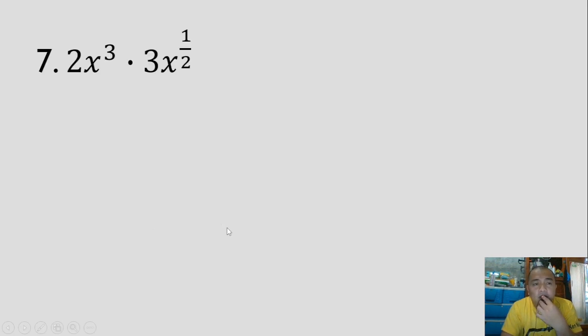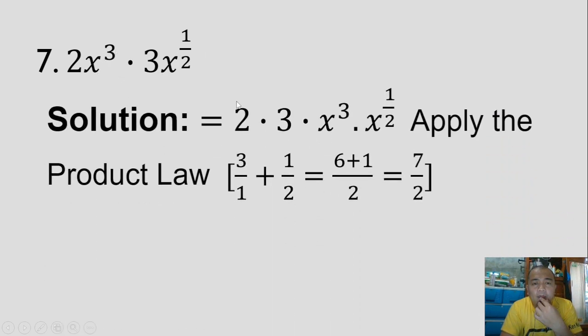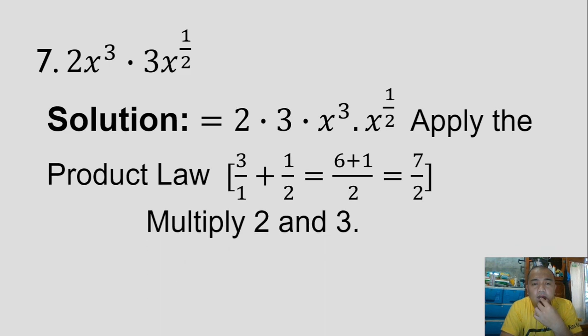How about this? 2x cubed times 3x raised to 1/2. Okay, let us first multiply 2 and 3, that's 6. Then since they have the same base, we will add 3 and 1/2. Applying the product law, what is 3 plus 1/2? 7 halves. 2 times 3 is 6. Then adding the exponents, 3 plus 1/2, 7 halves. So the answer is 6x raised to 7 halves.